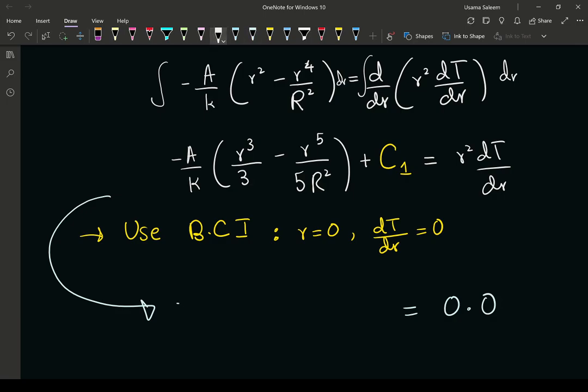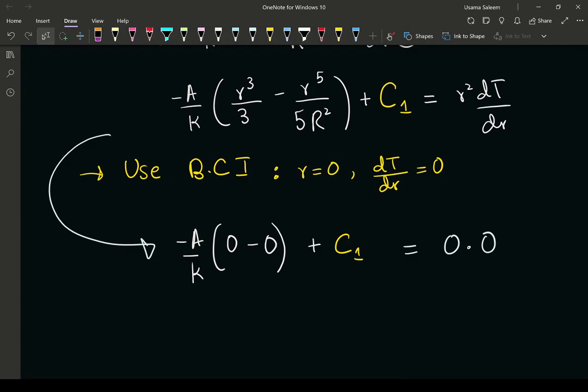On the left side, let's see, negative A over k times 0 minus 0. Great. 0 times, and this also goes away, plus C1. Different color for that. And hey guys, we got C1. We found out that C1 is going to be equal to 0. That's not bad. I'm gonna take it.